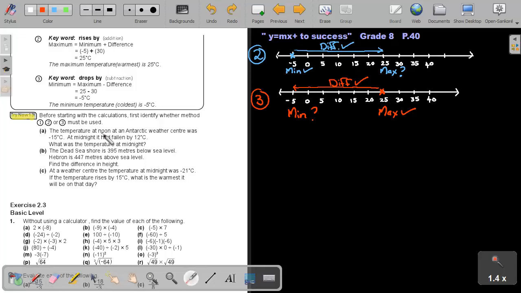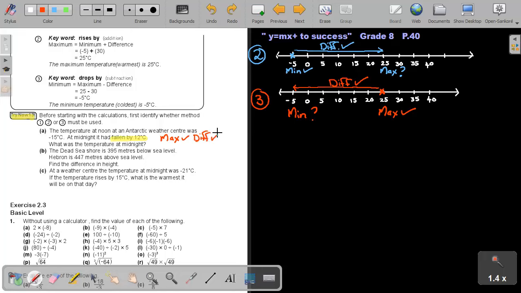The temperature at noon at an Antarctic weather center was negative 15. At midnight, it had fallen by 12 degrees Celsius. What was the temperature at midnight? Now let's just write again, what are they giving me? So they're asking me to find the minimum. Let's just see. They are giving me the maximum. It's very cold there. Okay. They are giving me the difference.